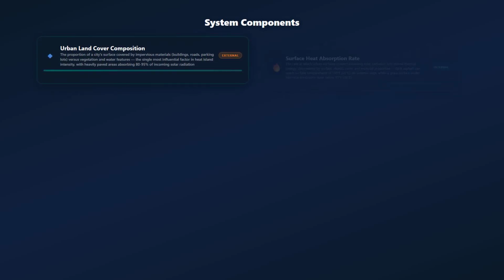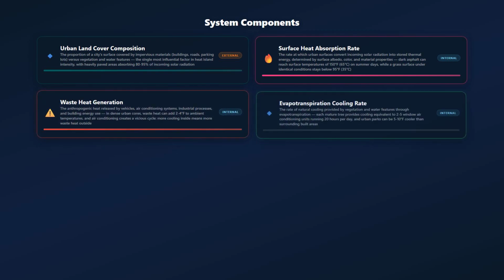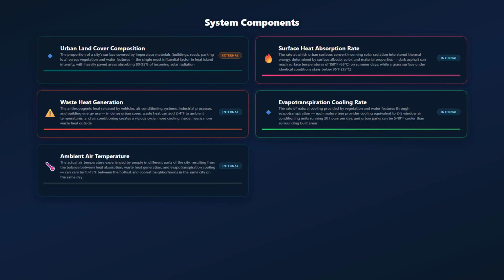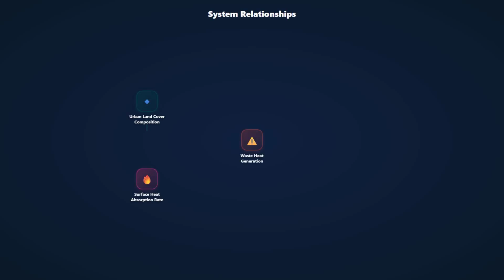Our model of the urban heat island effect has 6 key components. The single external input to this system is urban land cover composition, which describes how much of a city is covered by buildings and pavement versus green spaces. The internal outputs are surface heat absorption rate, waste heat generation, evapotranspiration cooling rate, ambient air temperature, and the critical heat-related health impact. Let's trace how these components interact.